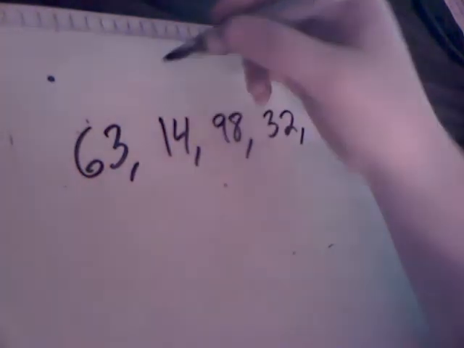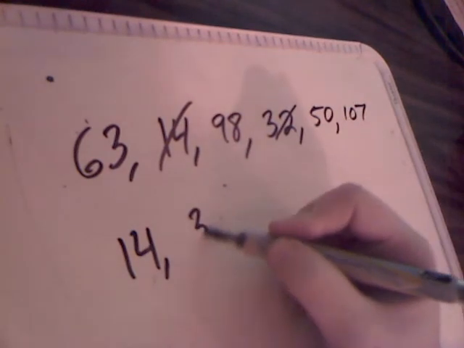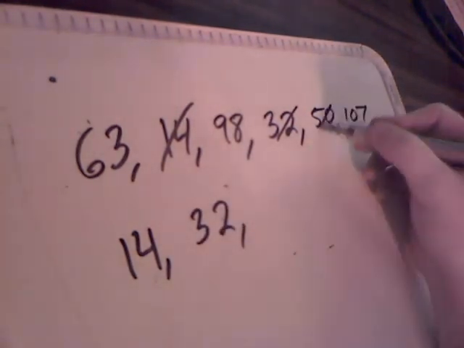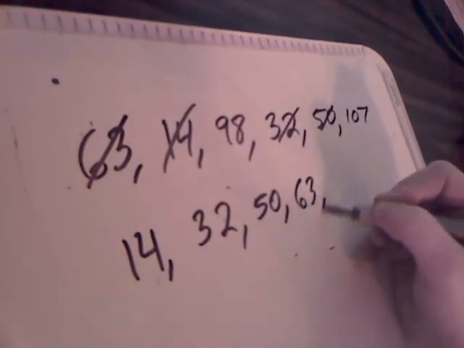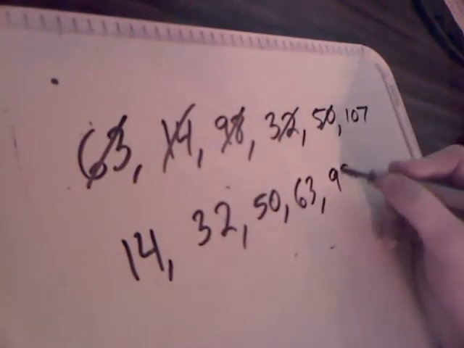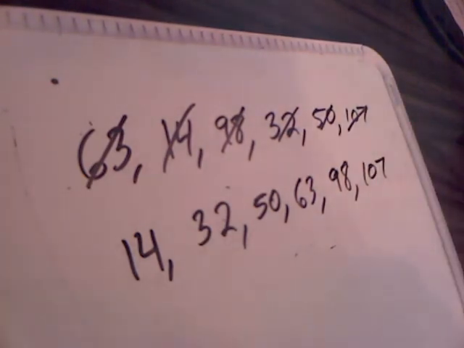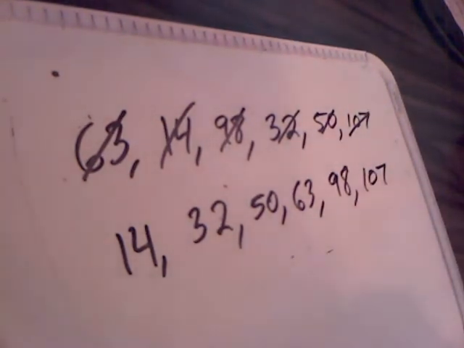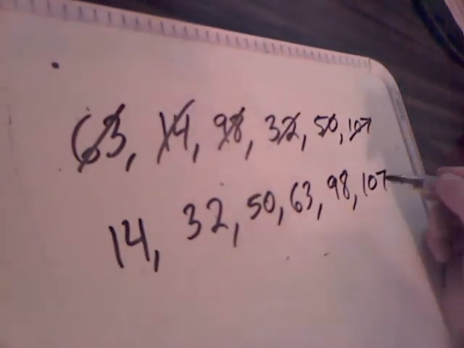Let's put these numbers in order, first by picking out the smallest number, 14, and then moving on to the next biggest, 32, and so on. You'll notice I'm crossing off the numbers to make sure that I don't double up or forget a number. We're left with our numbers in order. We're going to start crossing off starting at the end. We're going to pull from the edges.